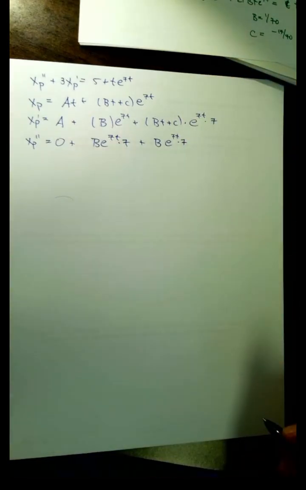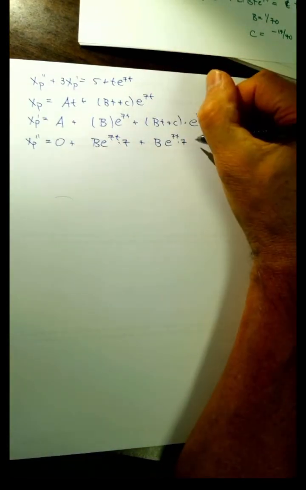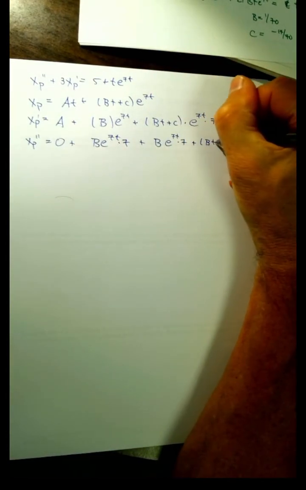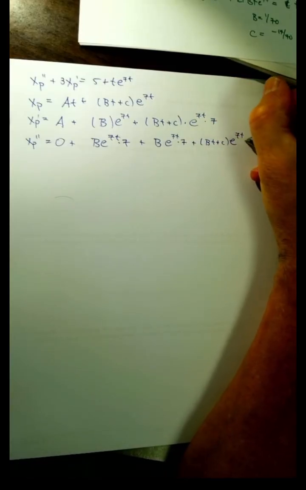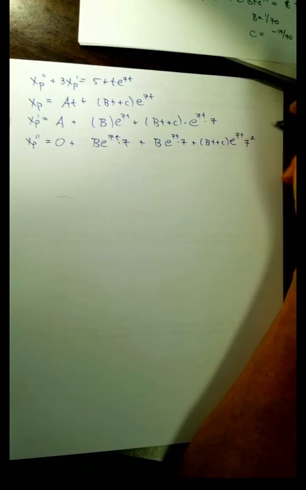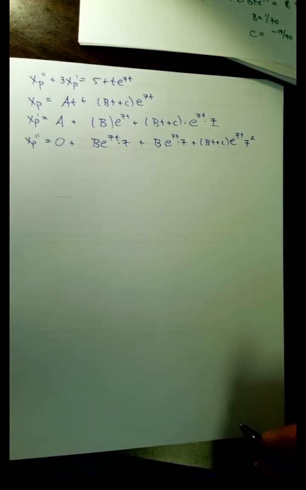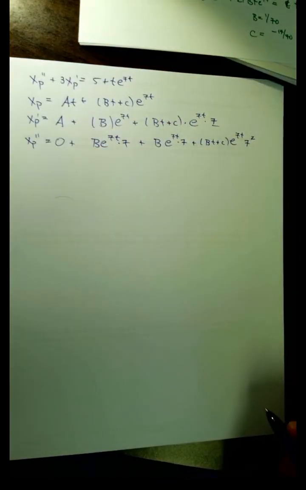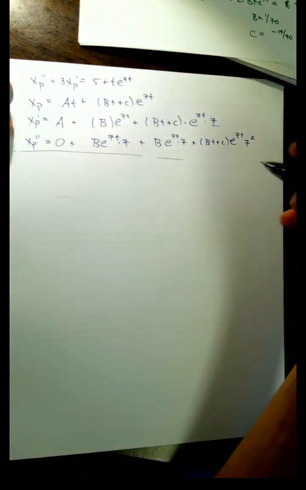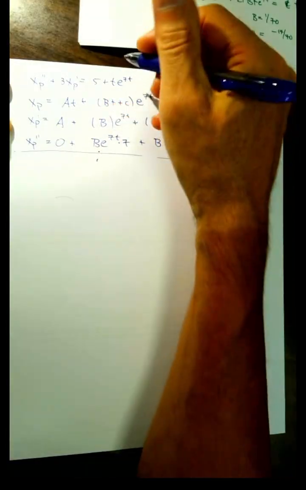The rest of the stuff just comes along. And then I'm going to have Bt plus C. Derivative of e to the 7t is e to the 7t times 7. But I've already got a 7 there, so it's 7 squared. All right, let me just go with this. Let's see why, but this is, again, a mess. I'm going to plug this into this equation.